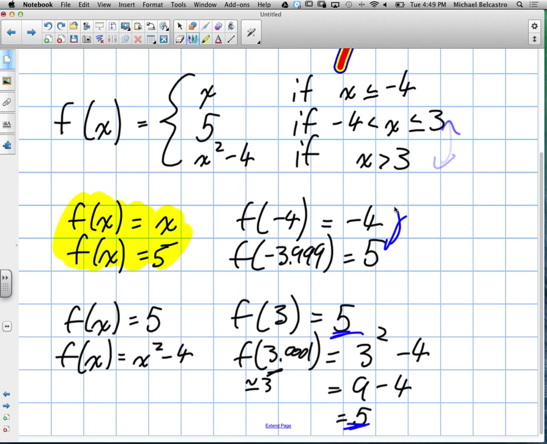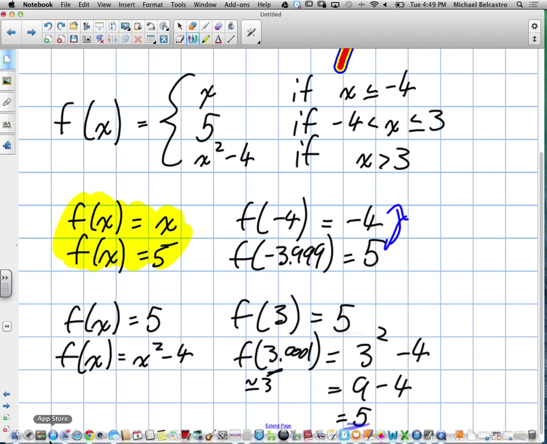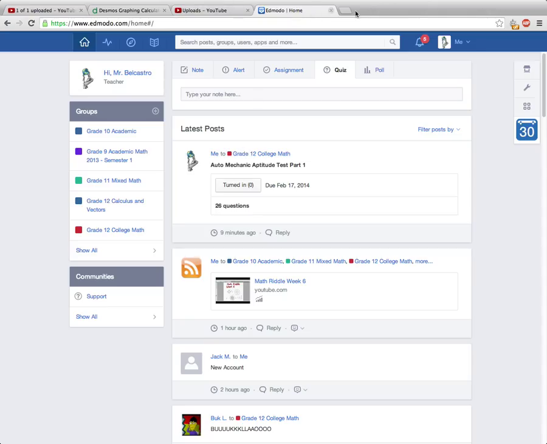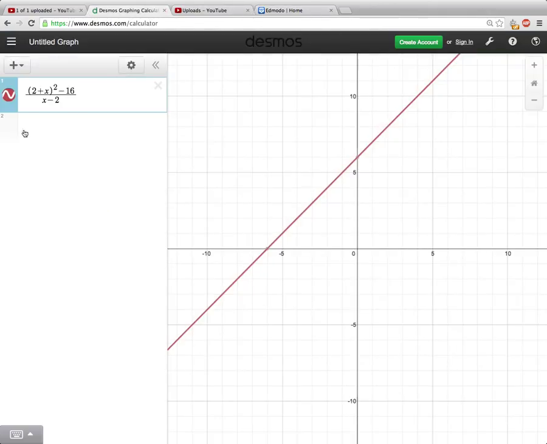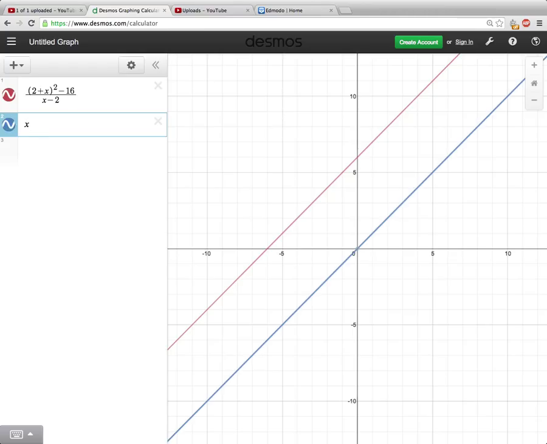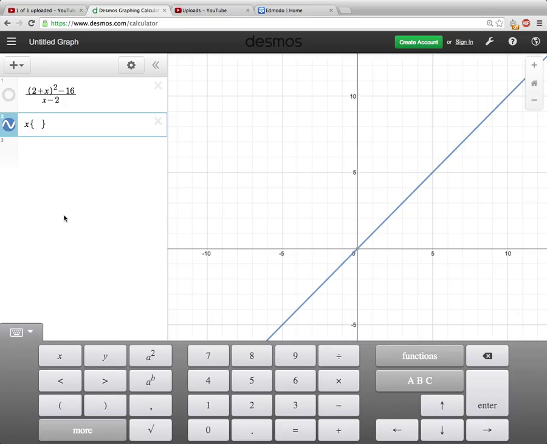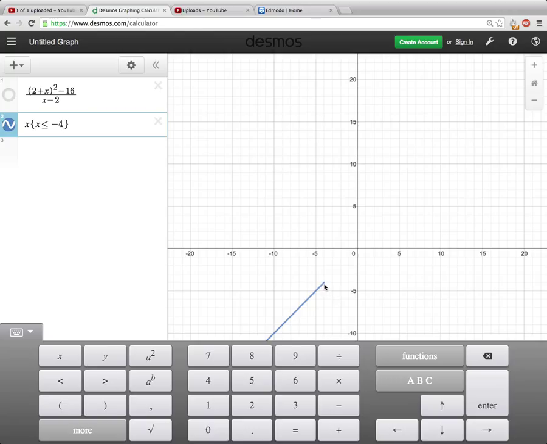But we don't at this point here. So we're going to go to our graphing calculator, Desmos. And we plug in our functions. So we have x, and we're going to actually put a domain on it. What's good about this program is we can put domains and ranges on these functions. So x when x is less than or equal to -4. There we go. It's actually drawing our function. It stops at that exact point.